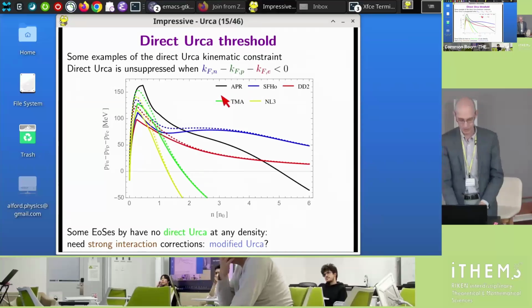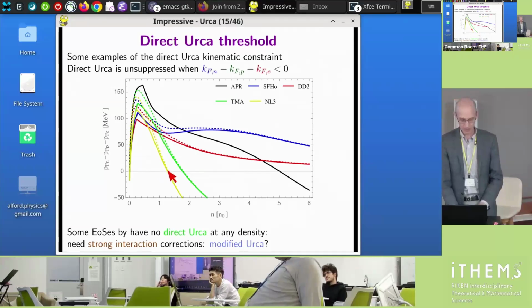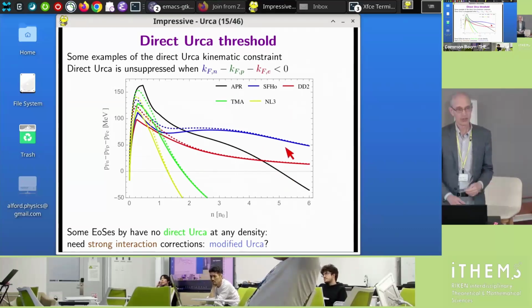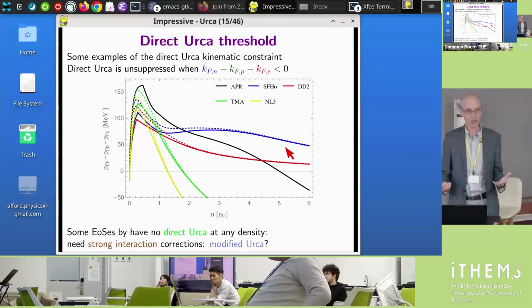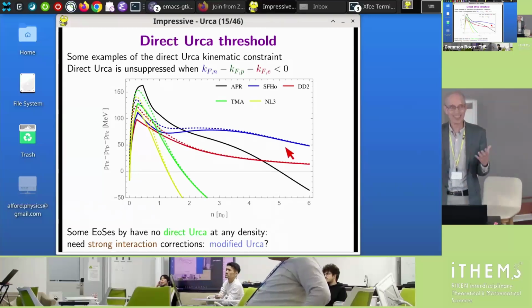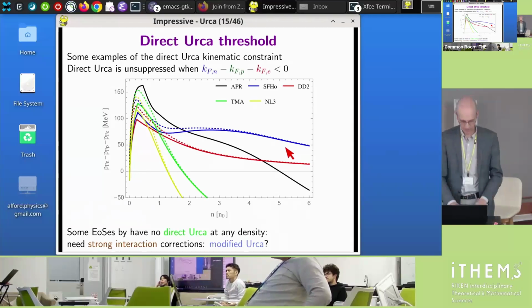So you see here that for the NL3 equation of state, direct Urca is unable to happen until you reach a density just above nuclear saturation density. But for TMA, it kicks in at about twice saturation density. For APR, the black line, it kicks in at just about 5 times saturation density. For DD2, it never kicks in. So the direct Urca threshold is very variable between equations of state, and you can't say that we don't need below threshold rates. Depending on your equation of state, you may well need below threshold rates.